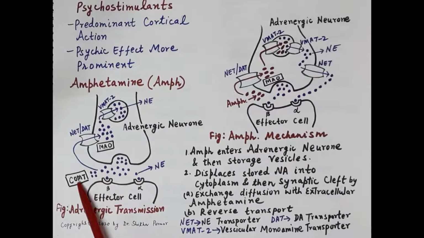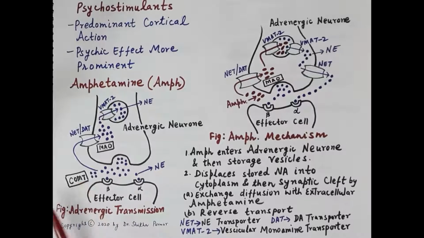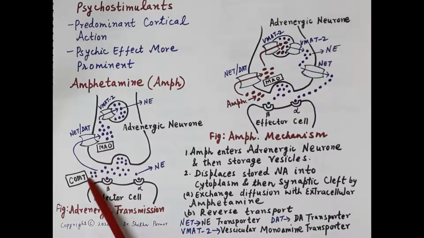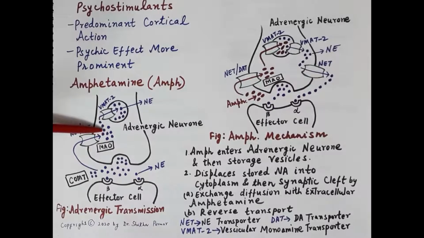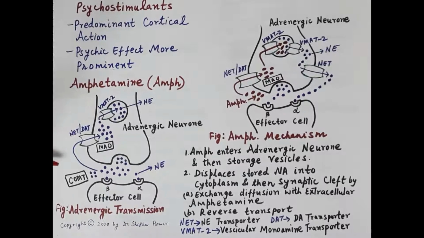So, a part of norepinephrine is metabolized and partly this noradrenaline is taken back into the adrenergic neuron. This noradrenaline or the norepinephrine is transported back into the adrenergic neuron with the help of norepinephrine transporters. And further, this norepinephrine is transported into the synaptic vesicles with the help of a transporter called vesicular monoamine transporter. So, this is about the adrenergic transmission.